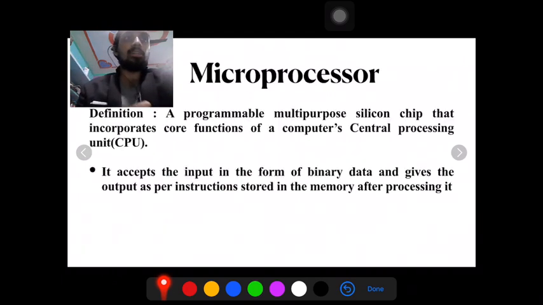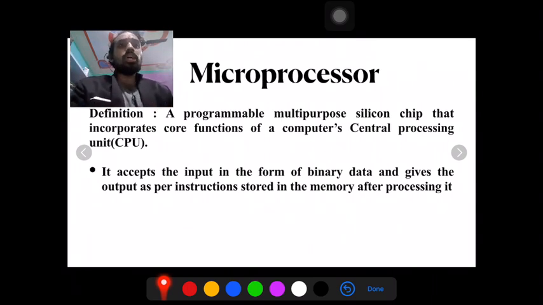Next, let's talk about the microprocessor. What is a microprocessor? It is a programmable, multi-purpose silicon chip, clock driven and register based, that incorporates the functions of a central processing unit. It accepts input in the form of binary data and then, after processing, gives you the output as per the instructions stored in the memory.